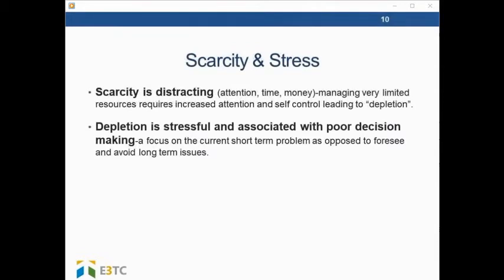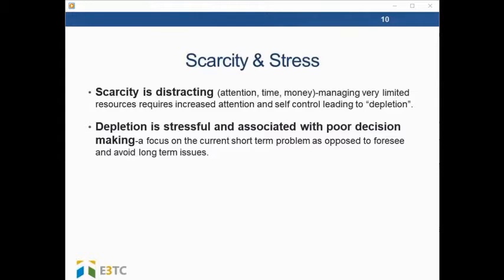Scarcity and stress. Scarcity is distracting. What is scarcity? Scarcity involves a lack of attention, time, money, oftentimes commingled. These fit together in many cases. But scarcity, managing very limited resources, actually requires increased attention and more self-control, which can lead to depletion. In other words, it can actually take more time and energy to manage fewer resources because you're trying to stretch that dollar farther. You're trying to figure out how to take three buses or transfer twice to go pick up your child from school and then bring that child to, you know, a caregiver and then still get to your shift on time. It takes a lot to manage very few resources.